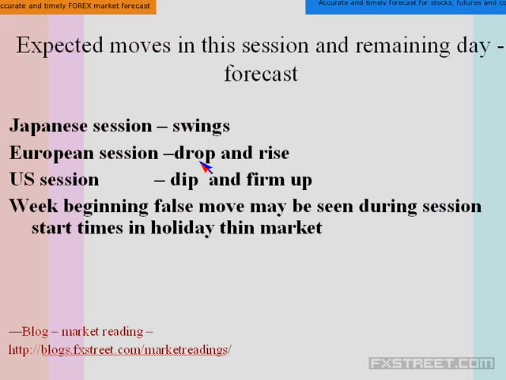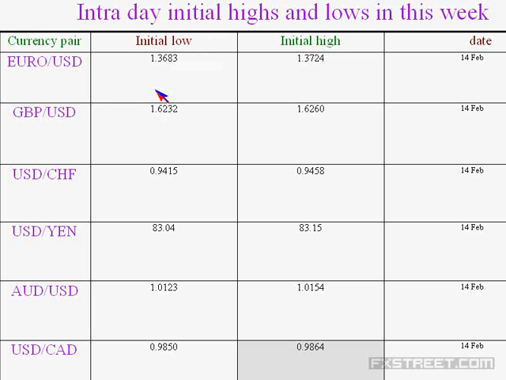After the Japanese session swing, they are expected to make a drop during the early European session, and then rise, probably coming back to the current levels. In the US session, they could make a dip and firm up and just hover around the middle level or slightly near the high. Then it is a weak beginning; a false move is expected during the early European session. Afterwards, the market is expected to gain more levels slowly from tomorrow, and from Wednesday and Thursday, they are expected to gain the levels substantially.